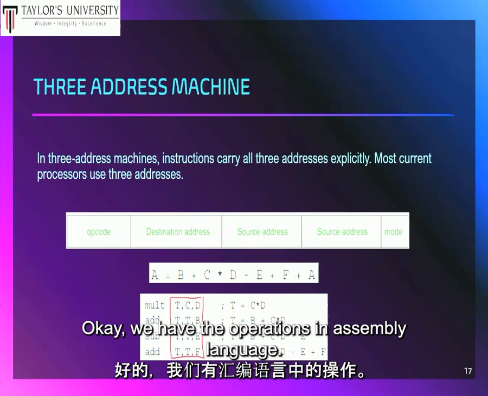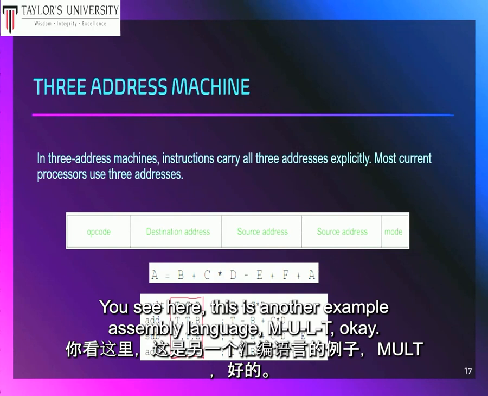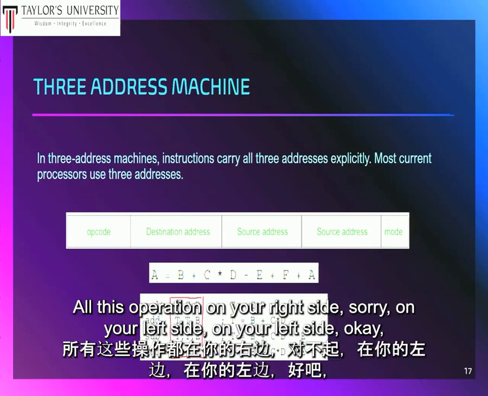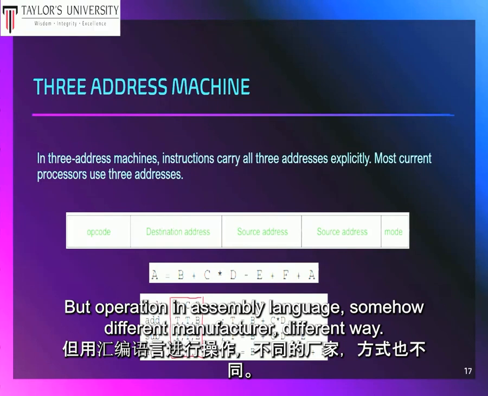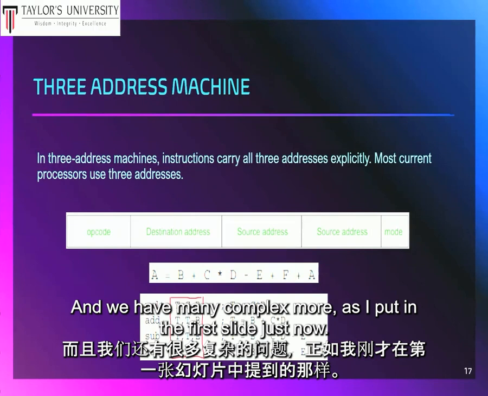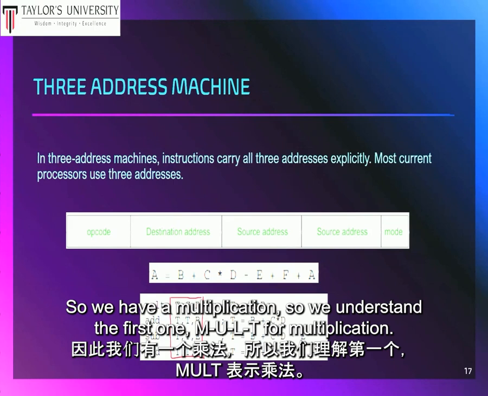Okay, we have the operations in assembly language. You see here, this is another example of assembly language, MULT. All these operations on your left side, we call mnemonics, or an opcode, same as in machine language, where we call that an opcode. But operations in assembly language differ by manufacturer, and we have many more complex ones, as I put in the first slide just now. So we have multiplication. We understand the first one, MULT, for multiplication.